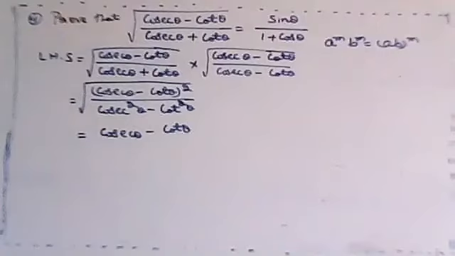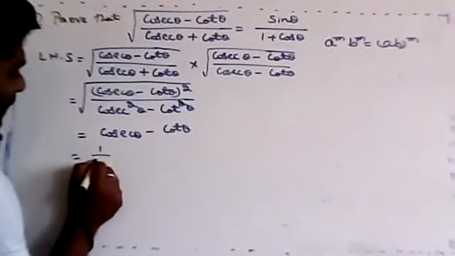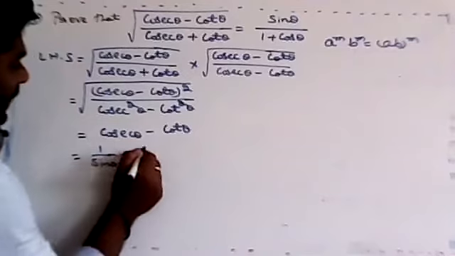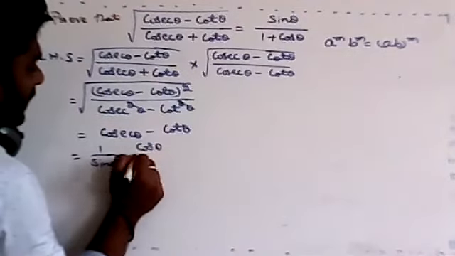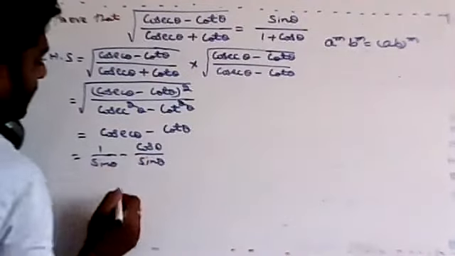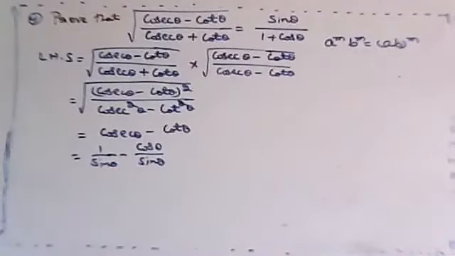Next step. What are the next step? So we'll write this one as 1 by sine theta minus cos theta by sine theta. Correct or not? A square minus b square. Which one, Shraddha? We have to apply a square minus b square, you are telling?